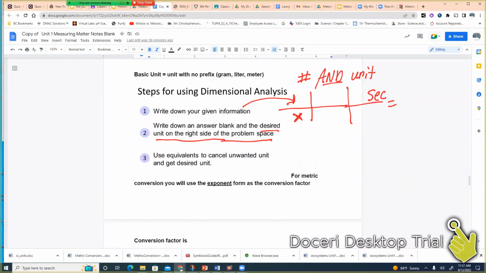Then you're going to use your equivalents or your conversion factors to cancel unwanted units until you get to where you want. So if you've done it correctly, you should be left with only one unit at the end, and it should be at the top closest to your equals. And all of these are the different conversion factors.